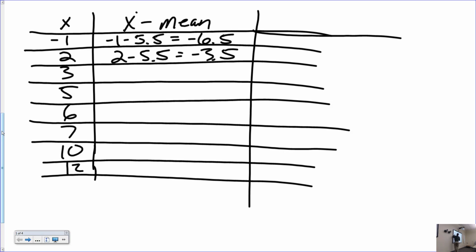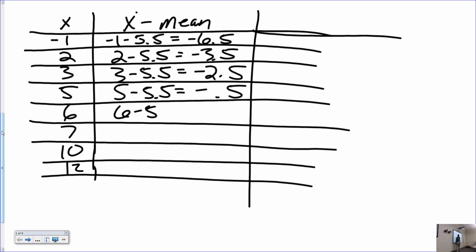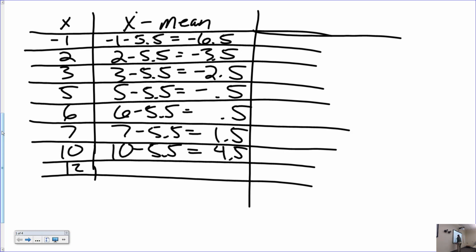Negative 3.5. And note, right, to get from negative 1 to 2, you have to go by 3, right? So the fact that your number goes up by 3, that's a good thing, right? So do a little mini checks while you're going. 6 minus 5.5 is 0.5. 7 minus 5.5, 1.5. 10 minus 5.5, 4.5. Last but not least, 12 minus 5.5, 6.5.